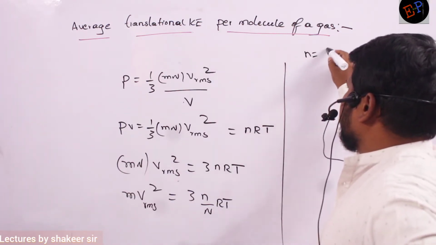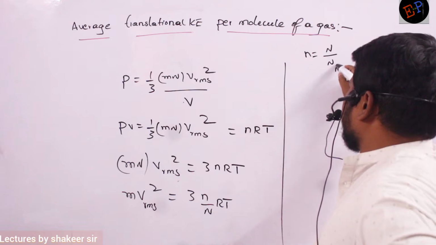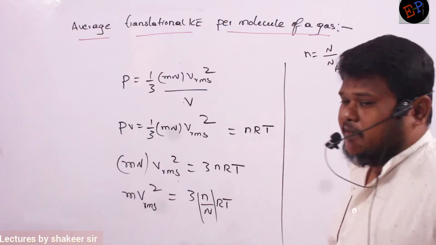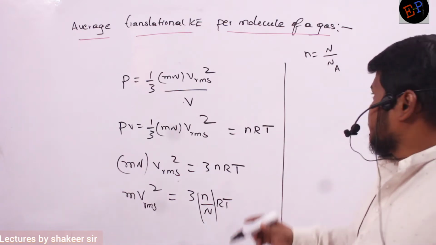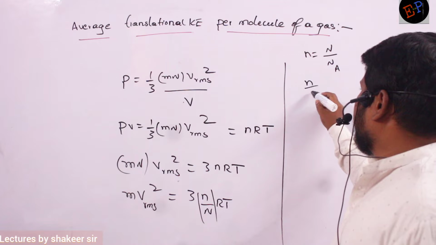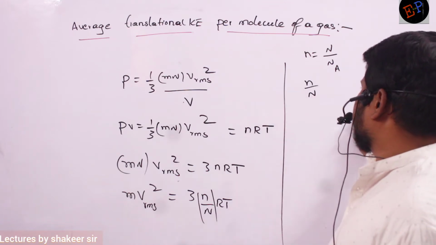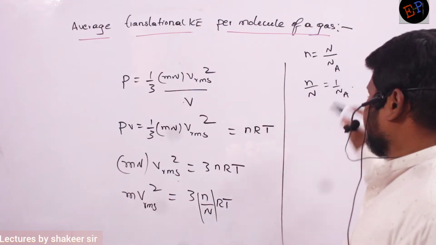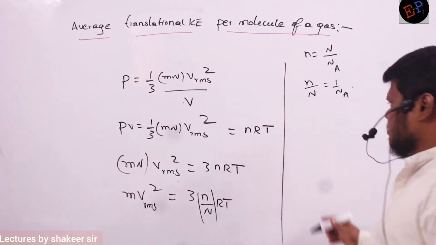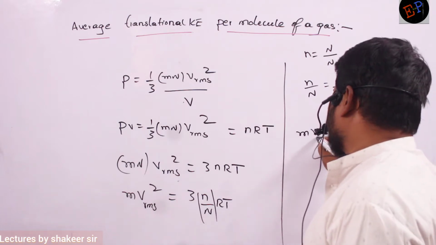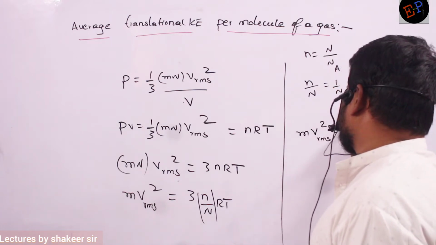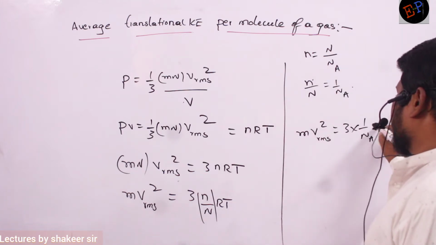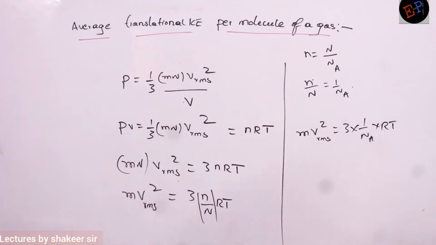Small n is the number of moles, which can be written as N divided by Na, the Avogadro number. But here in the equation I have small n divided by capital N, the total number of molecules. So n divided by N is how much? It is equal to 1 by Na, no? Are you able to understand? So substitute that value here. So m Vrms square is equal to 3 into n by N, which is nothing but 1 by Na, multiplied by R into T. Clear?